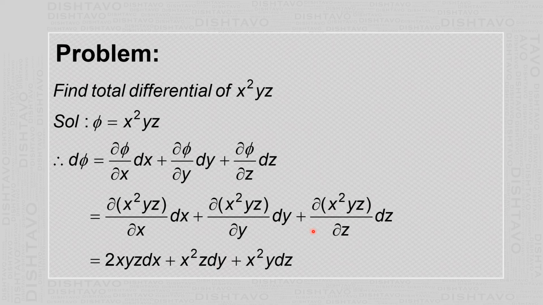Similarly, in the third term, we find the partial derivative with respect to z of x²yz. Here x² is constant, y is constant, the derivative of z with respect to z is 1, into dz. So finally we arrive at the total differential of x²yz.